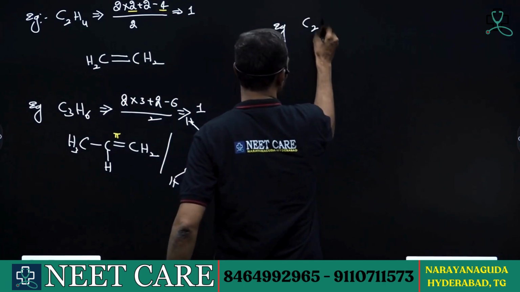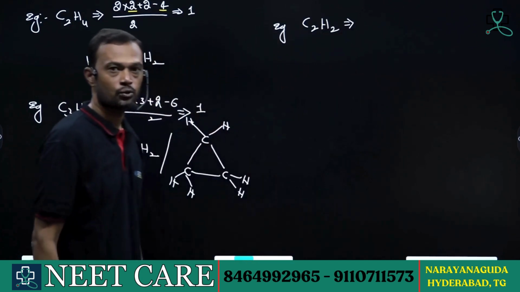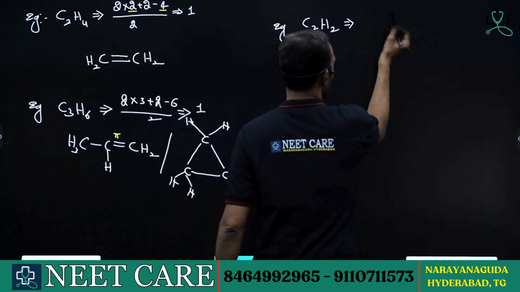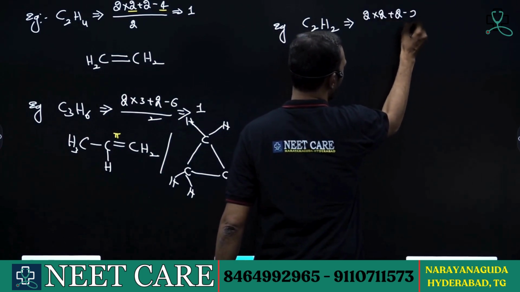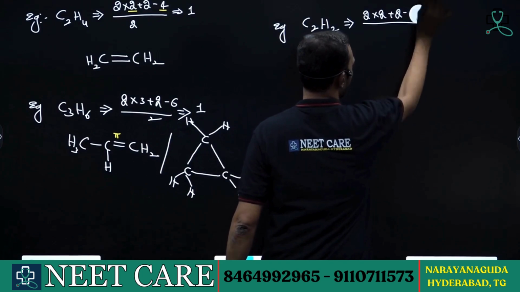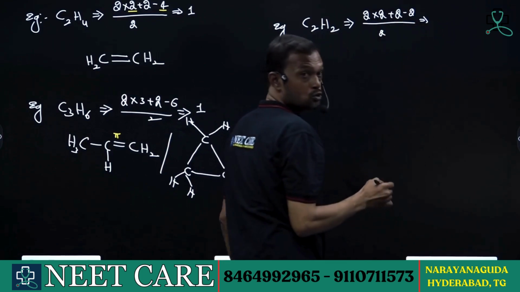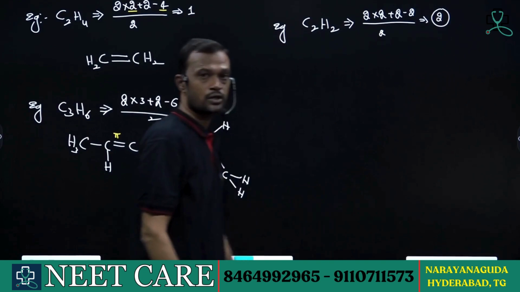So the best example is C2H2, calculate DU. C2H2, calculate degree of unsaturation. Now same formula I am using now, 2 into 2 plus 2 minus 2 by 2. So 4 plus 2, 6 minus 2 by 2, that is 4 by 2, you will get 2. Degree of unsaturation 2.